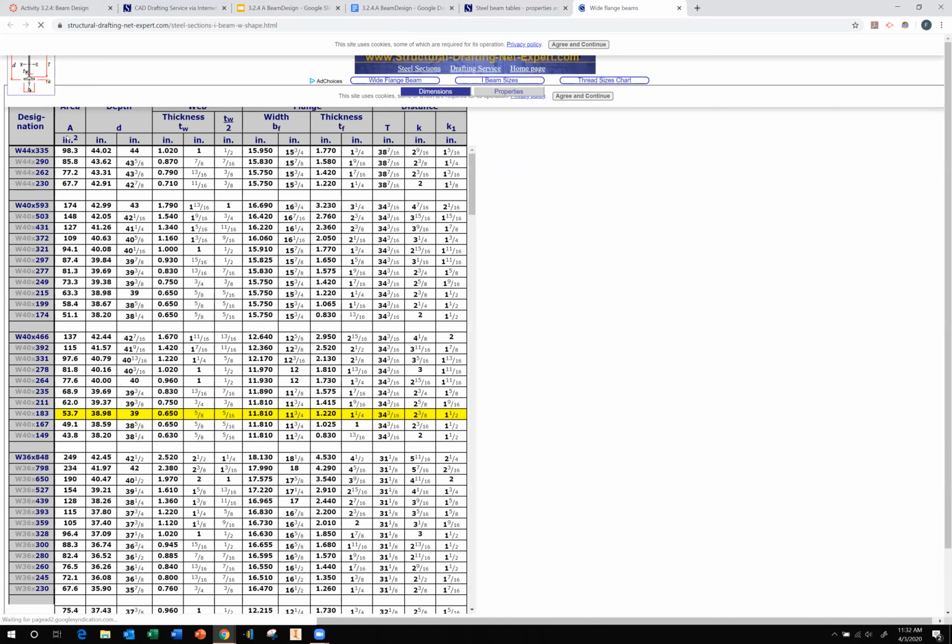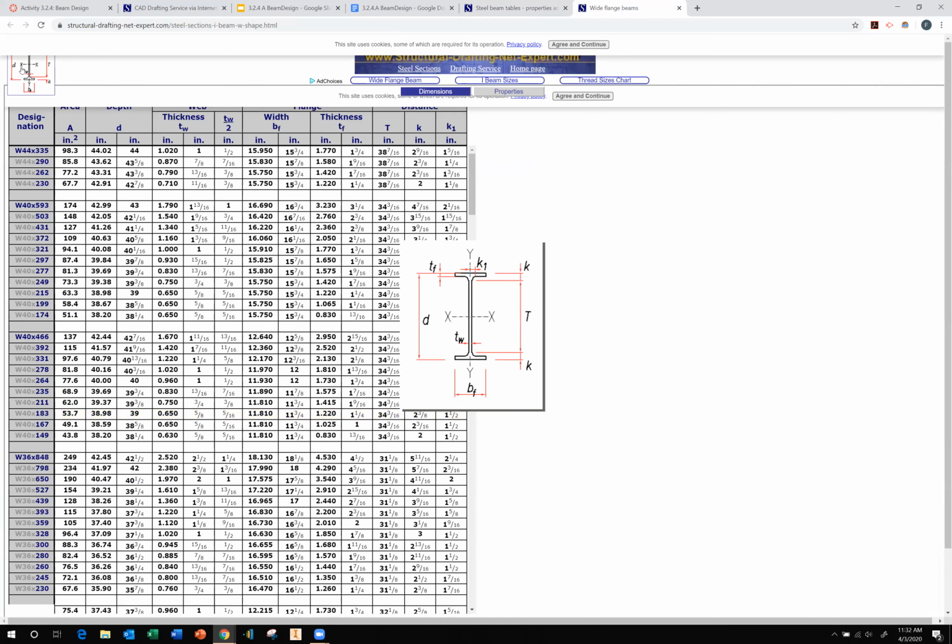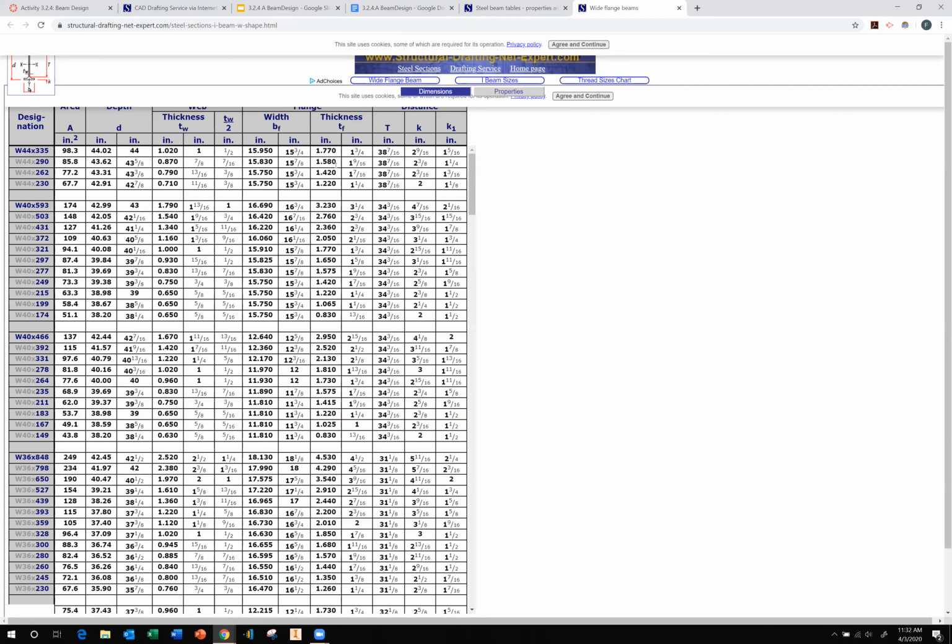It looks like an eye. It looks like this, okay? This is called a wide flange beam, and it looks like an eye. Sometimes people will call it I-beams. Sometimes people will call it wide flange beams, whichever you want to call it. You'll notice that there's two tabs, the dimensions and the properties.